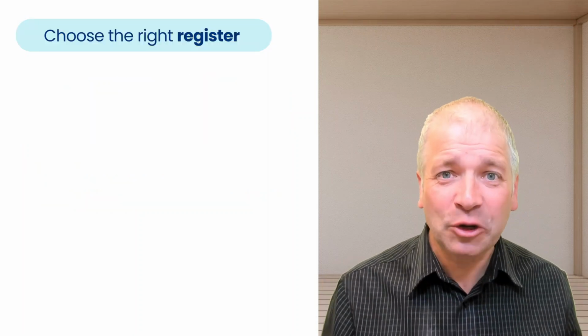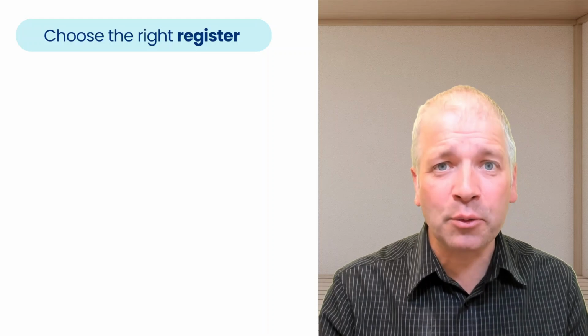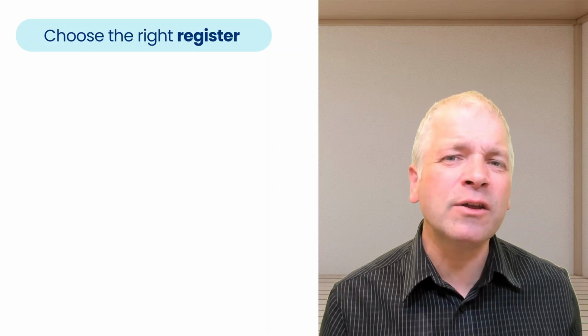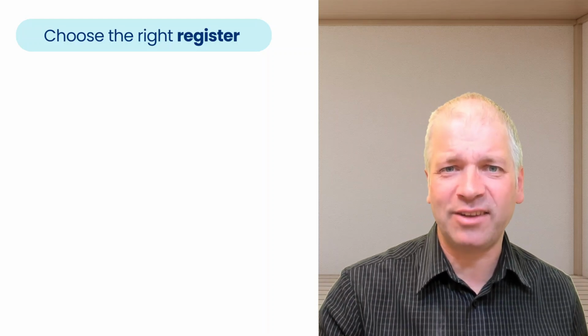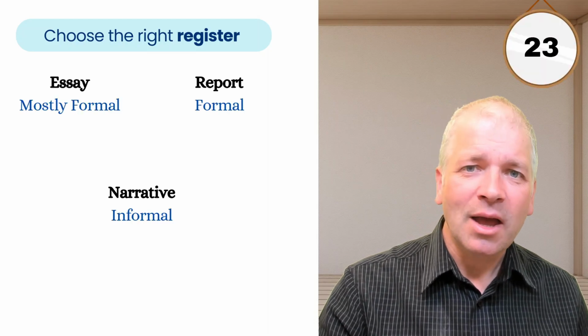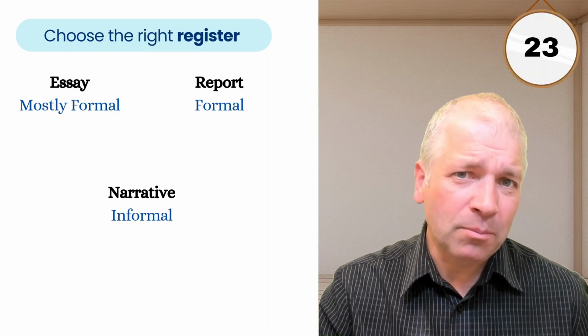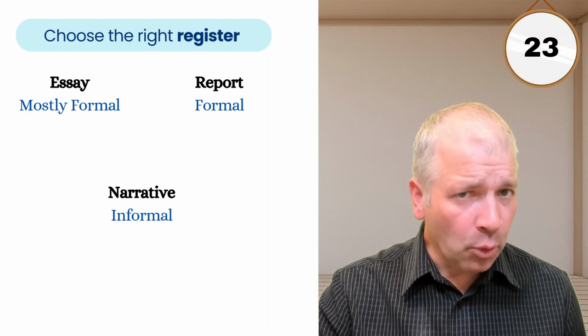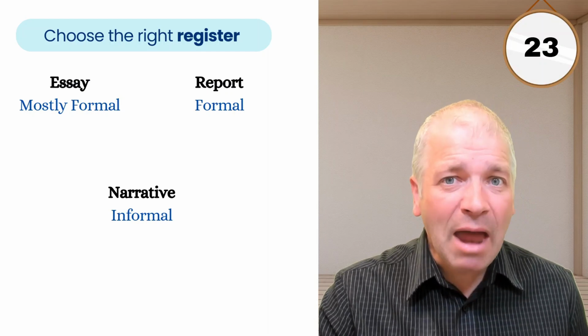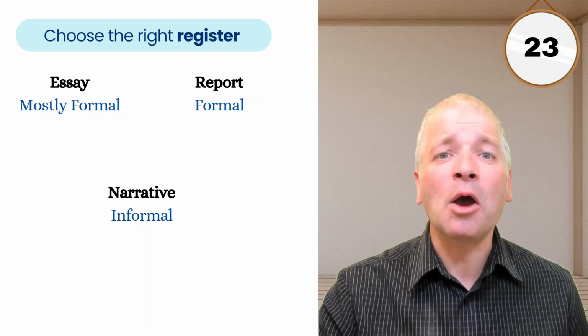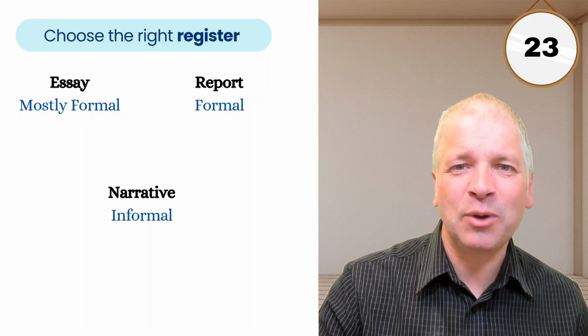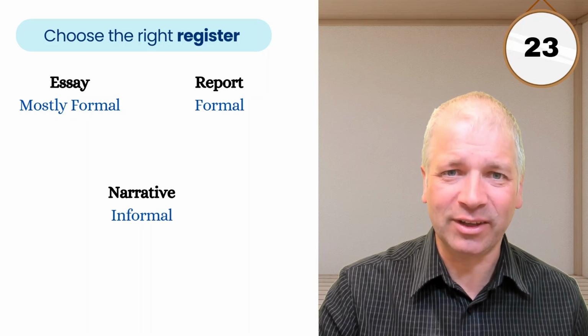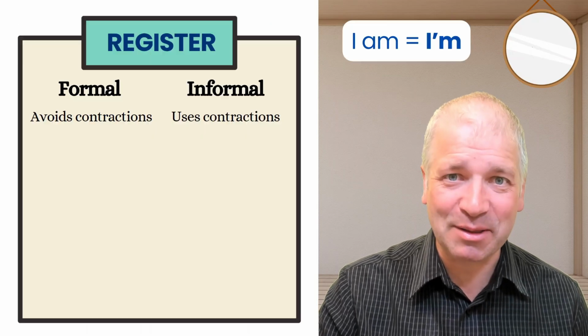Another consideration when choosing between different styles or types of text is what kind of register is right for that text. Essays tend to be what's called mostly formal. Reports are generally formal too, but narratives are informal. So we need to know what the difference is between formal writing and informal writing. Here are some of the main ones.